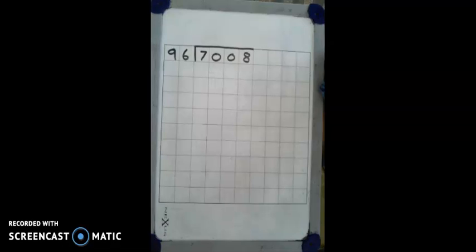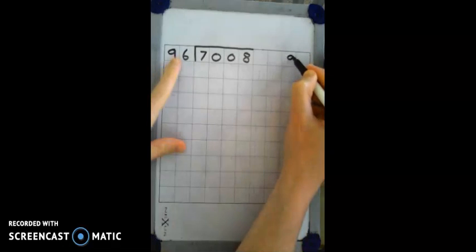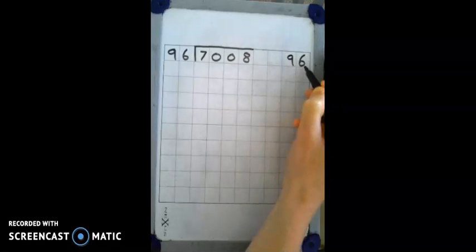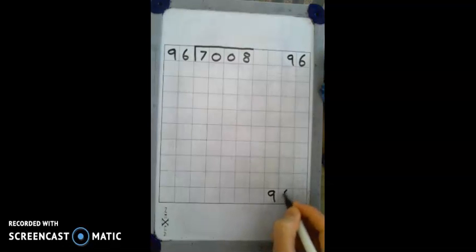Let's have a look at another example. So this time we have 7,008 divided by 96. So our top tip is to write out those multiples each time. Multiples of the divisor, 96, from 96 up to 10 times 96, put a 0 on the end, 960.